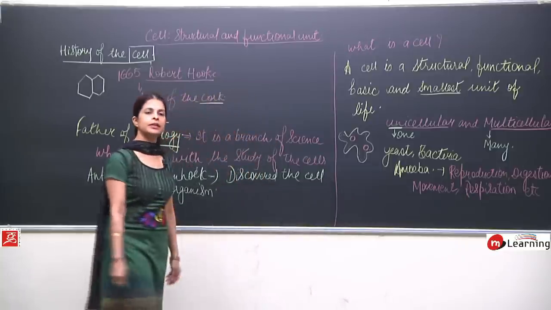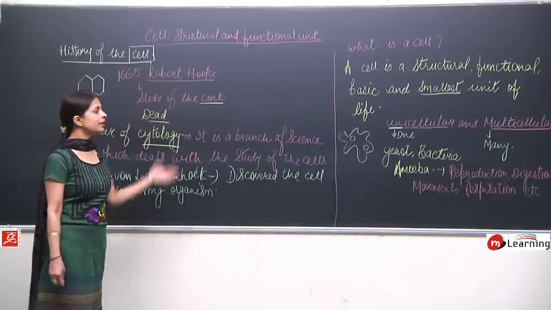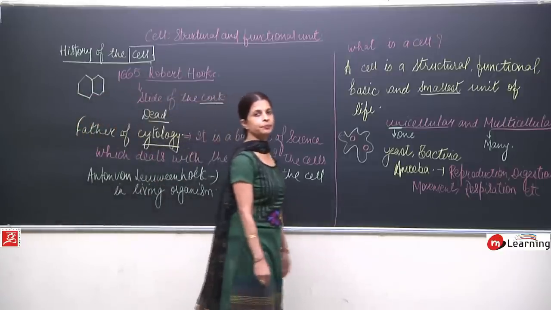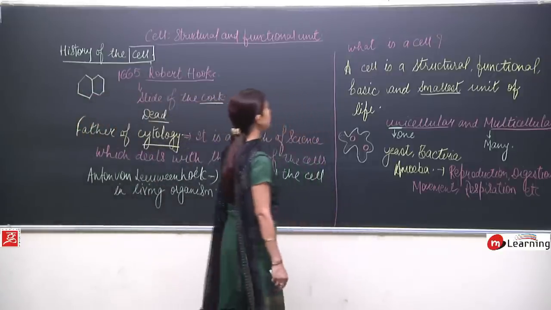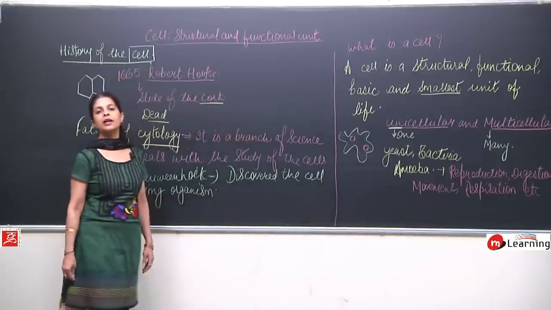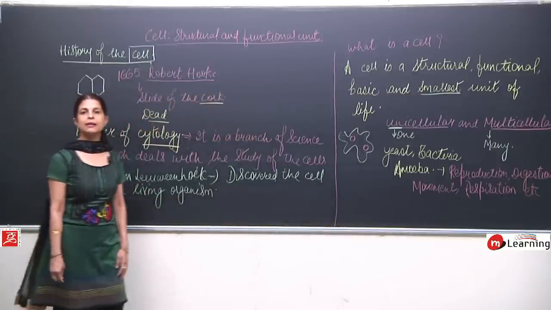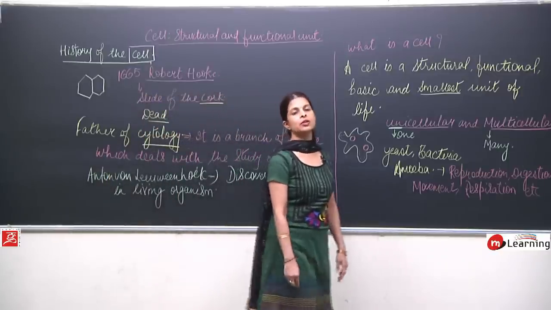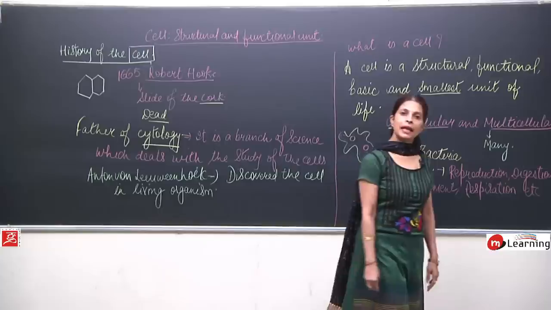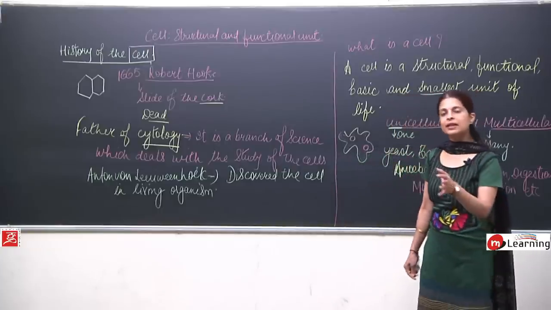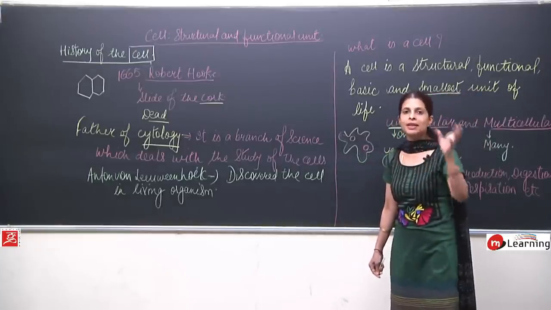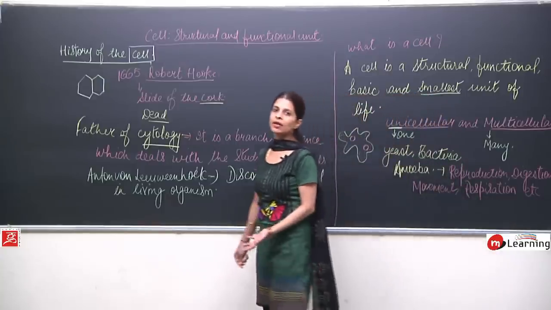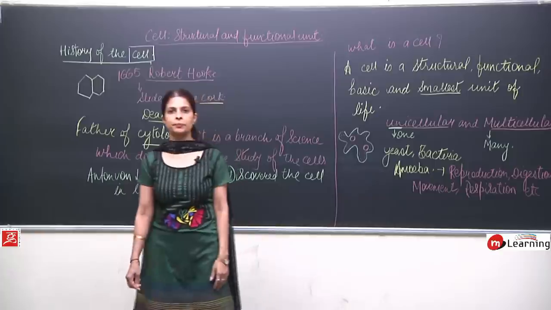I'll just sum up what we have studied here, and then we will move to the next topic, that is division of labor. So, first of all we have discussed what a cell is. Cell is the basic, structural, functional and smallest unit of life. As we say that a brick is the one which makes the wall, in the same way the cell is the one which makes the living organism.